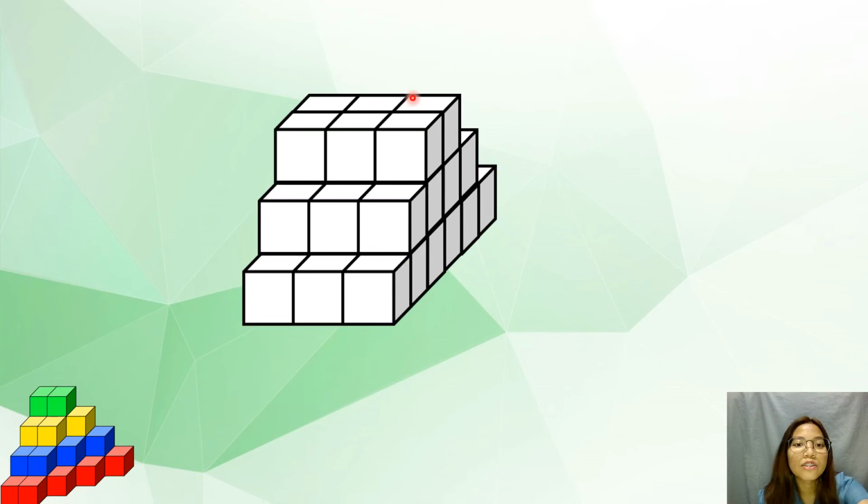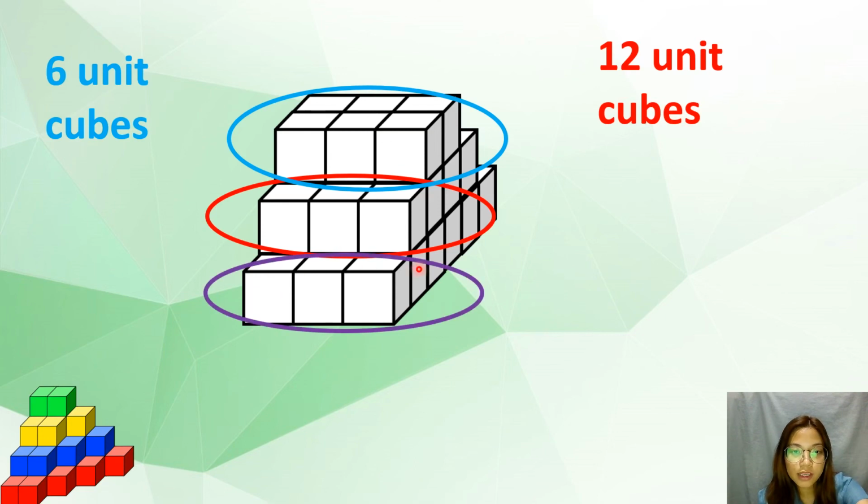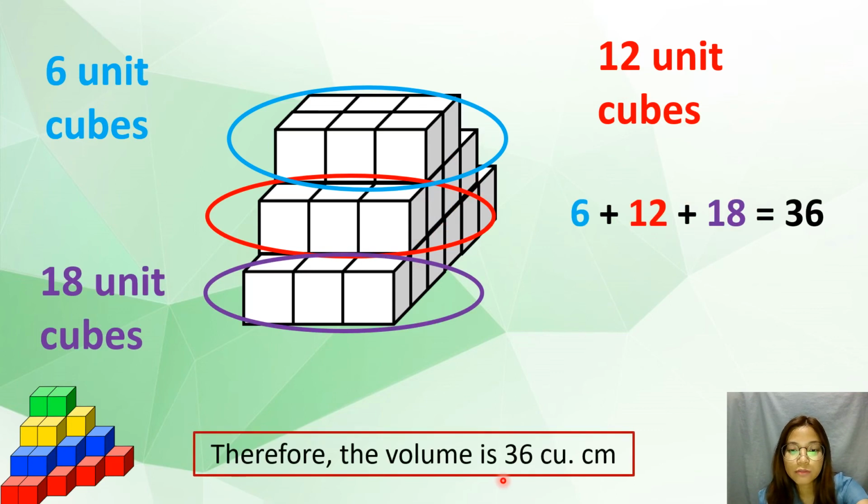Another one. So we have the first layer. That's 1, 2, 3 times 2. So 6 times 1. That's 6 unit cubes. Then another layer: 1, 2, 3 times 1, 2, 3, 4. That's 3 times 4, it's 12 times 1 this side. So that is 12 unit cubes. Then the last layer: 1, 2, 3 times 1, 2, 3, 4, 5, 6. So that's 6 times 3, that is 18 unit cubes. Add them together, so the answer is 36.